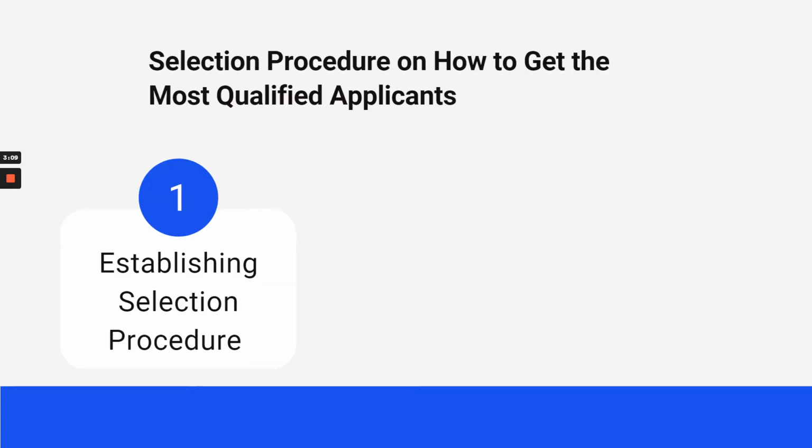There are procedures that we are going to follow in selection to get the most qualified applicants. Number one, or stage one, we have establishing the selection procedure. Here we have to establish the procedure that we will use, because with that you will be able to get the best candidate who has a clear understanding of the job's components. So if your procedure is right, the people you hire will be right.